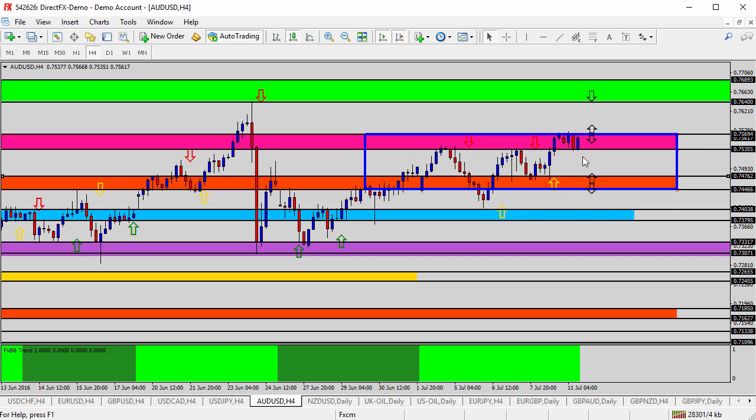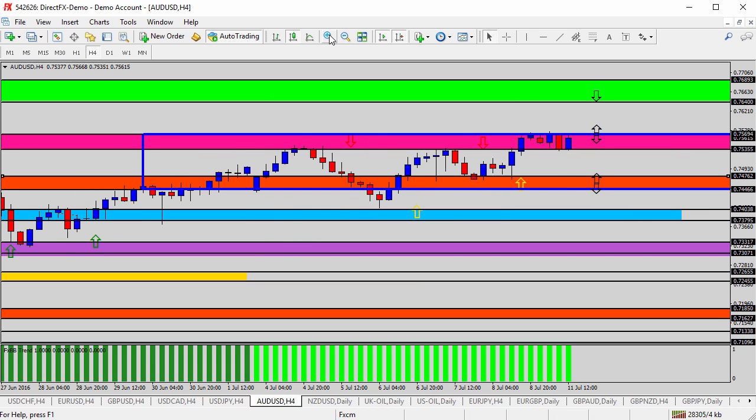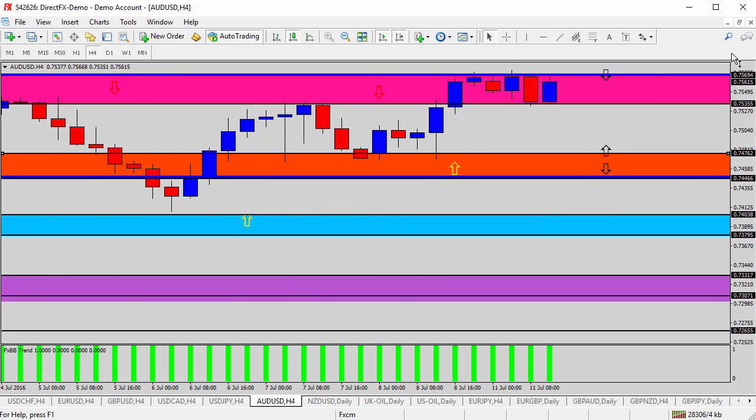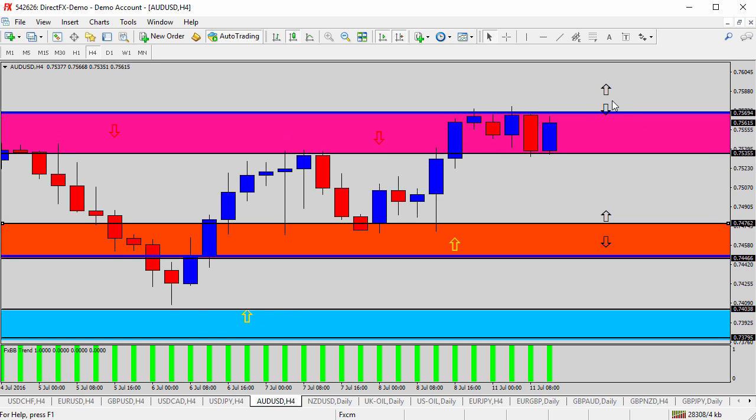So at this point, I think we want to break out of the pink shaded area. You could zoom right in on that pink zone today. Let's see if we can expand that out a little bit. Zoom right in on this pink shaded area. Under 75.35, we look for the breakout lower. Above 75.70, we look for the breakout higher. So right now, this is our congestion, and we need the breakout above it to go higher, below it to go lower for the Australian dollar today.